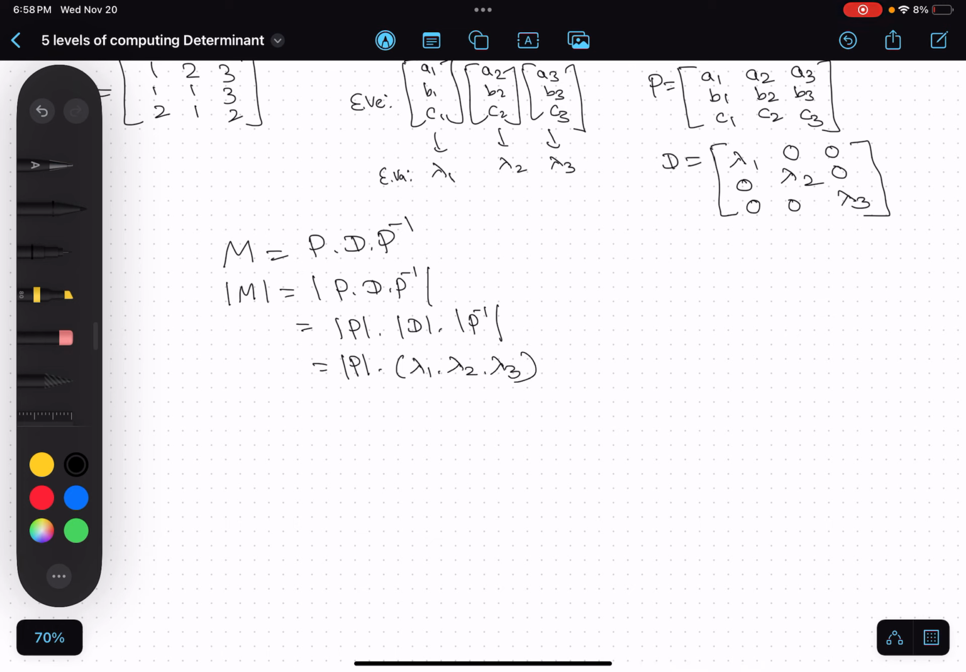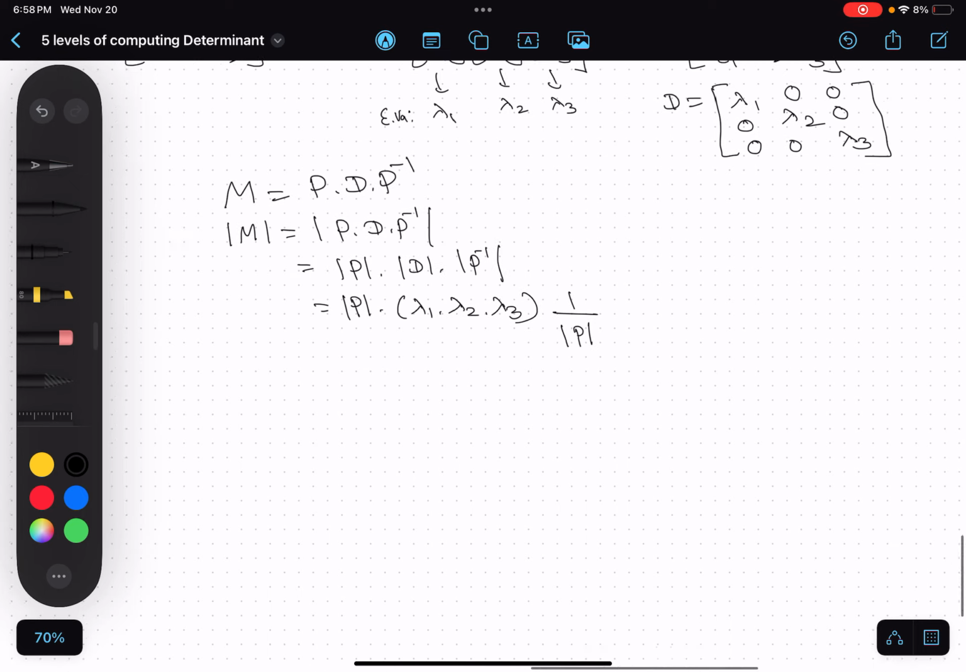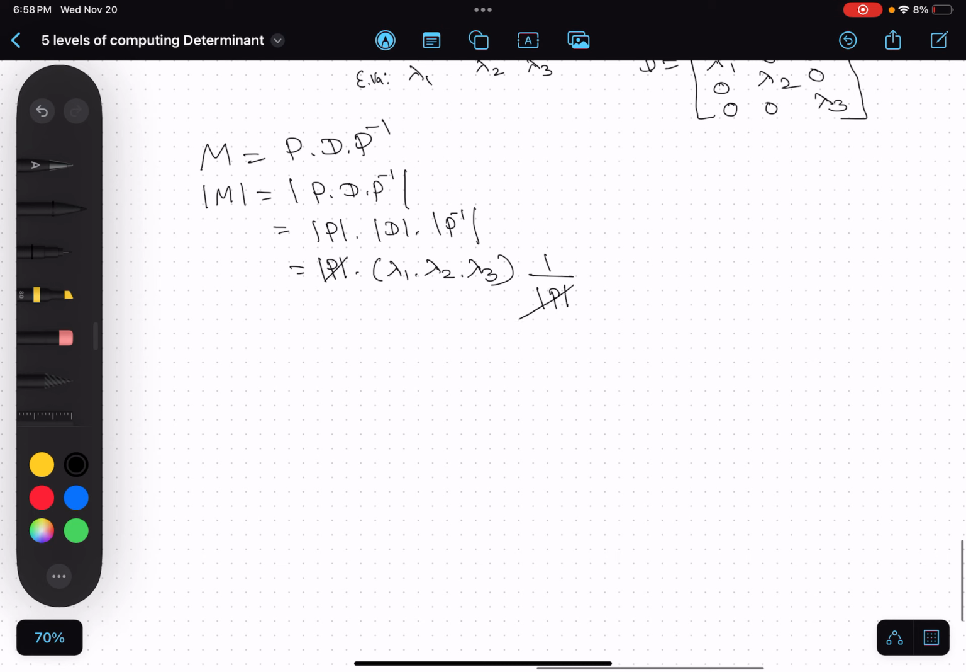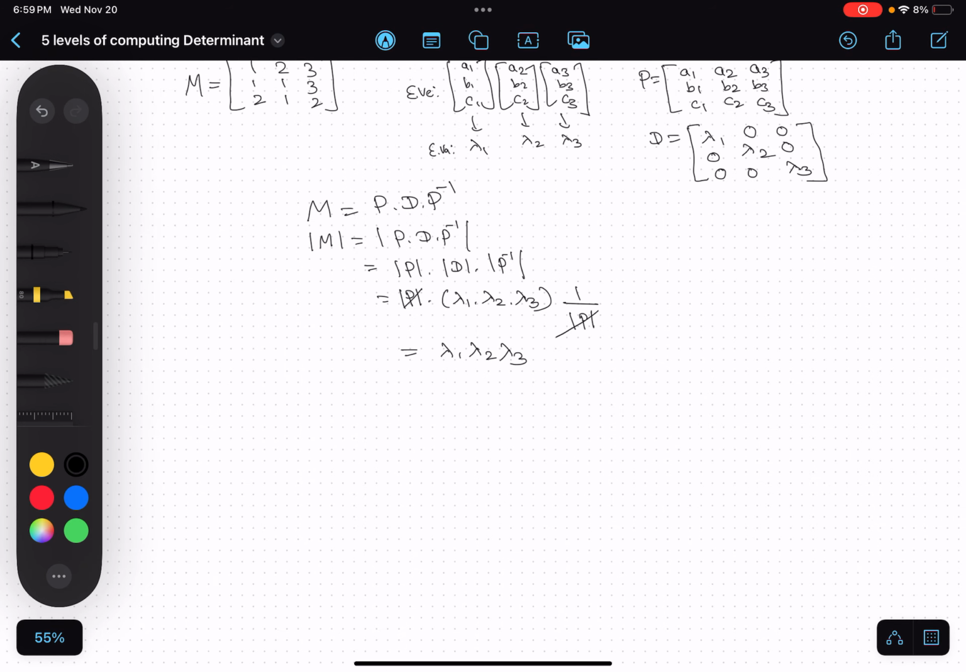And you should know the determinant of P inverse is just 1 by determinant of P, right? If you know that, you can see that these will just cancel out, and this thing will just be the product of the eigenvalues. Now from here we get an interesting formula: for a matrix, the determinant of the matrix will just be the product of its eigenvalues. This is actually a really interesting formula, that it's just a product of eigenvalues, right?